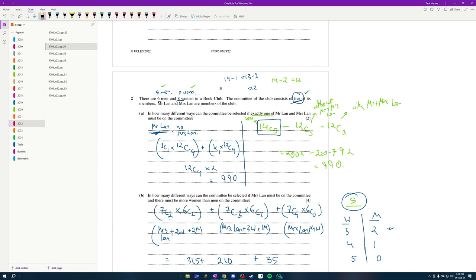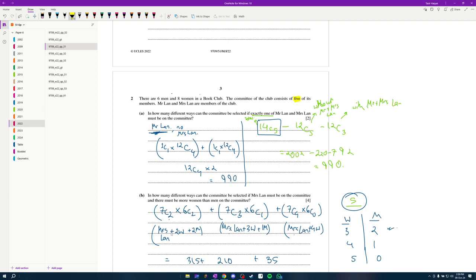There are 6 men and 8 women in a book club. Now, the committee of the club consists of 5 of its members. Mr. Lan and Mrs. Lan are members of the club. In how many different ways can the committee be selected if exactly one of Mr. Lan and Mrs. Lan must be on the committee?